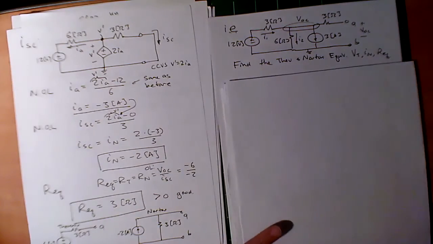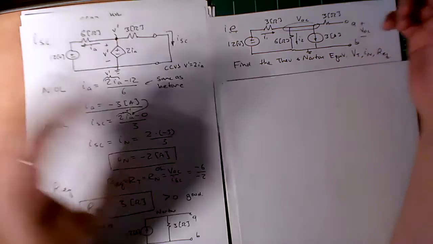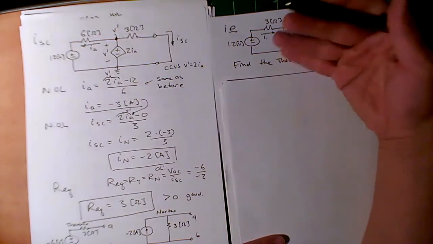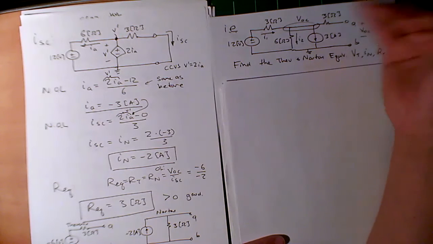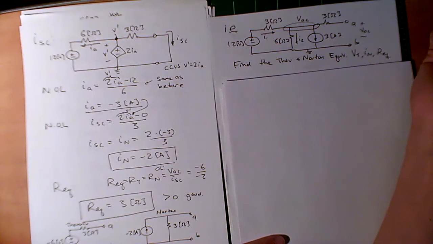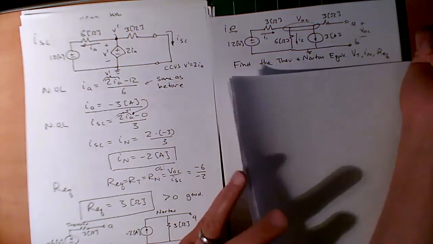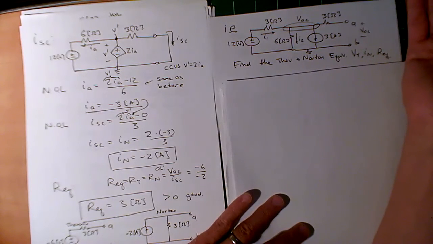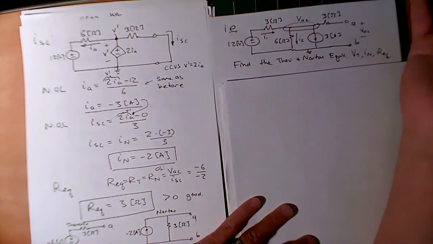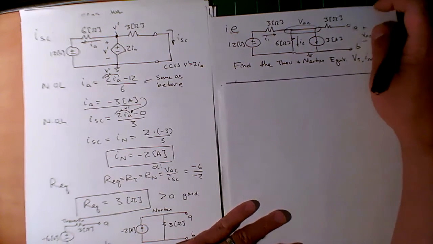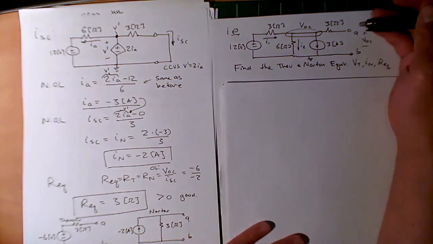Okay, so I have no dependent sources. This is purely independent, and they're asked to find the Thevenin and Norton equivalent. In this case, we could either go the open circuit voltage route or the short circuit voltage route. Right now we just happen to be in the open circuit condition, so let's chip away at it.